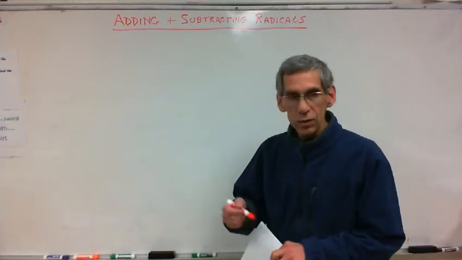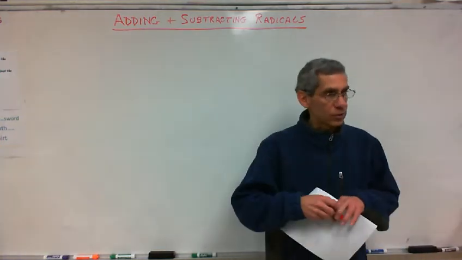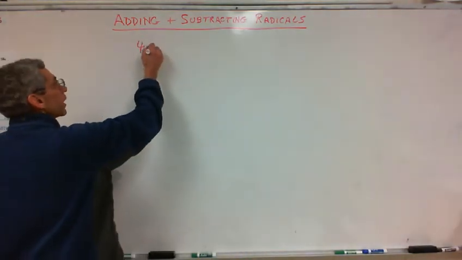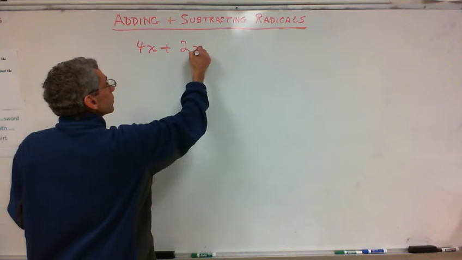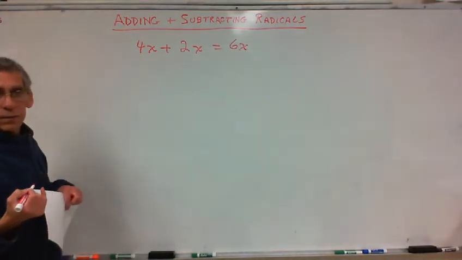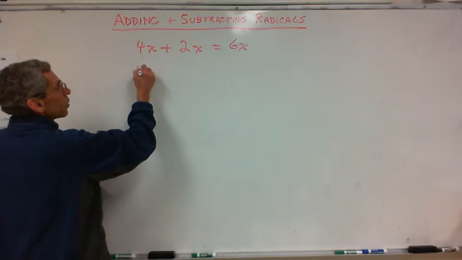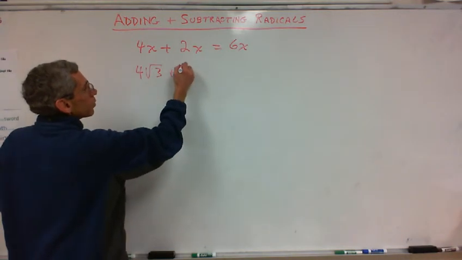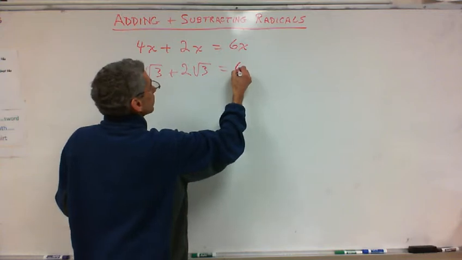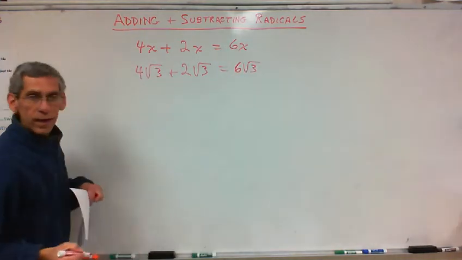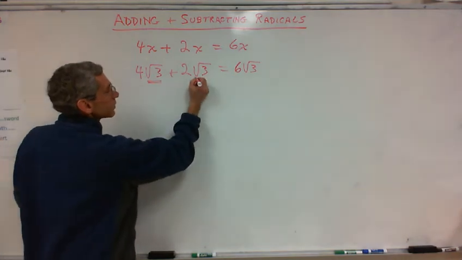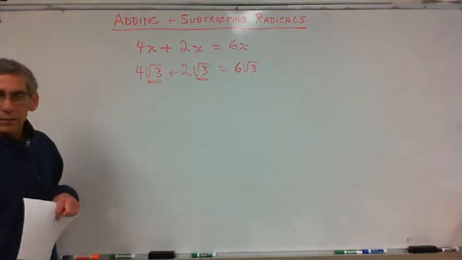Now, we sort of talked about this briefly in the last lecture, but I'm just going to review it really quickly. If I said 4x plus 2x is equal to 6x, you all agree with that? Then 4 square root of 3 plus 2 square root of 3 is equal to 6 square root of 3. You guys all agree with that? You see how they're like terms? Because they share the exact same number under the square root sign.